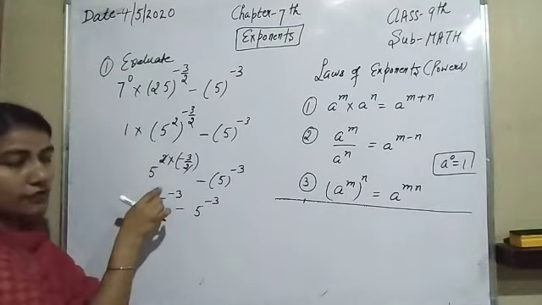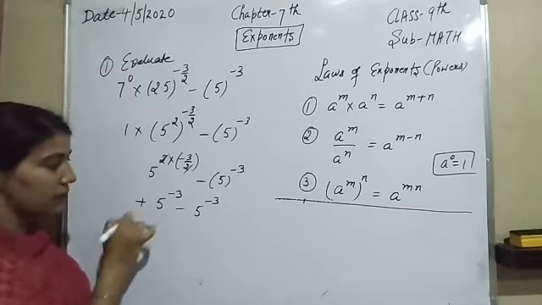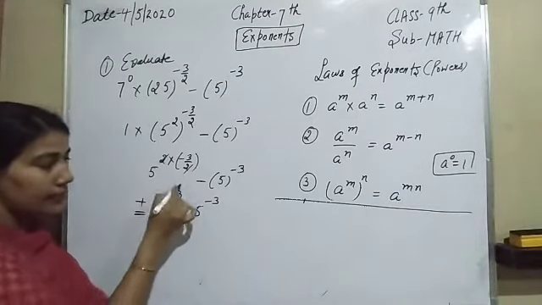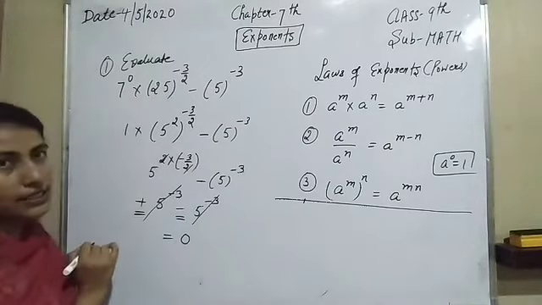Here is positive 5 raised to power minus 3. Here is negative 5 raised to power minus 3. Here is positive, here is negative. That means positive and negative both cancel, and the answer is 0.